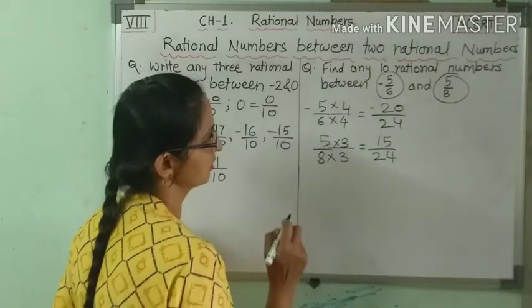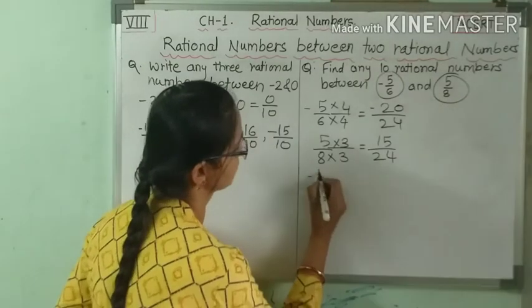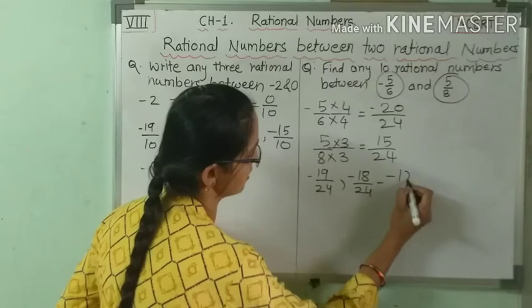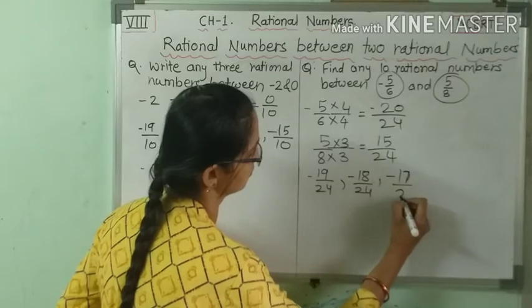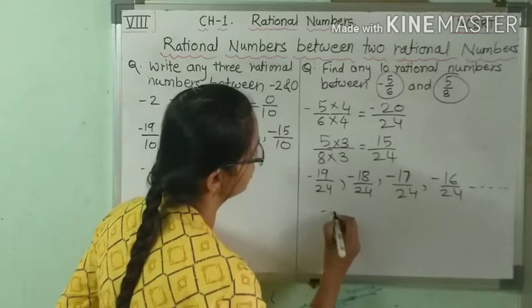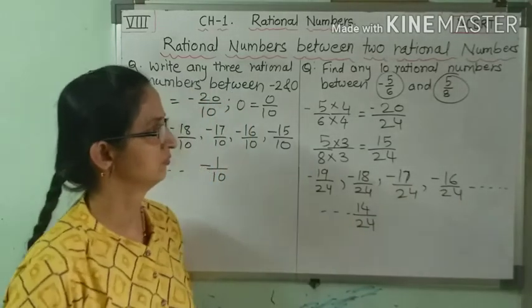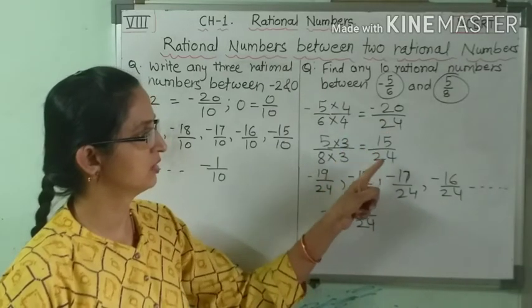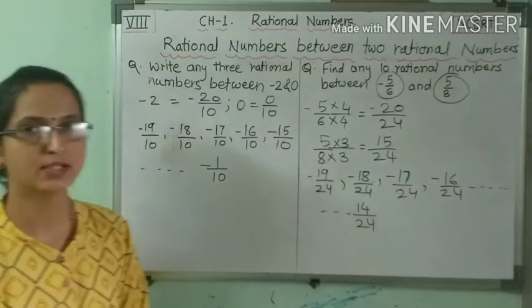So after -20 upon 24 come -19 upon 24, then -18 upon 24, -17 upon 24, -16 upon 24, up to 14 upon 24. So these are the numbers between -20 upon 24 and 15 upon 24. You can take any 10 numbers from this. Let us move to the next.